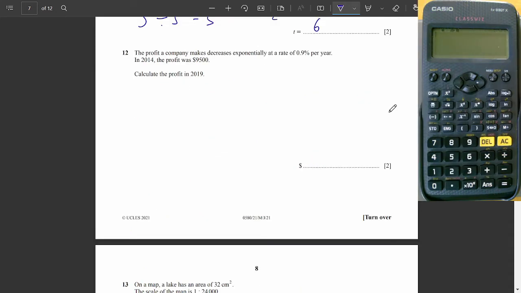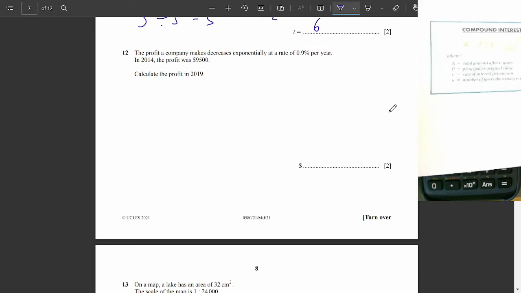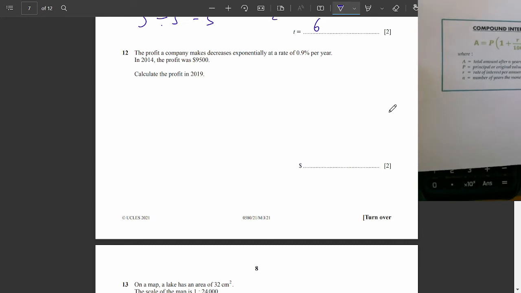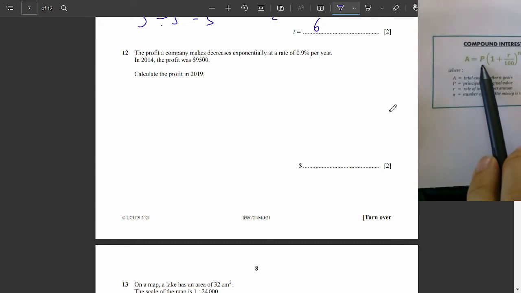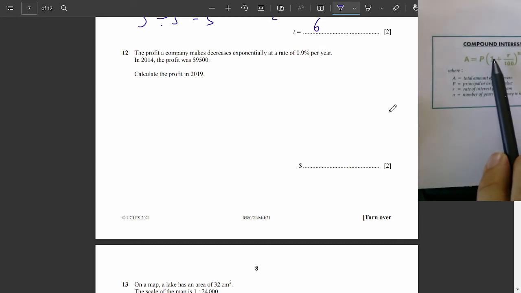Question 12. The profit of a company decreases exponentially at the rate of 0.9% per year. All right, this immediately reminds me of compound interest, which, if you remember, that's the formula where we take the principal amount, the original amount, we do 1 plus the rate, the percentage of interest, to the power of the number of years.